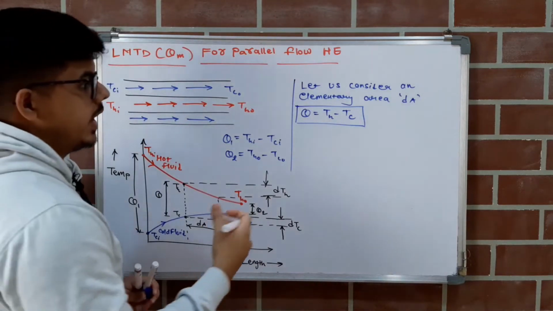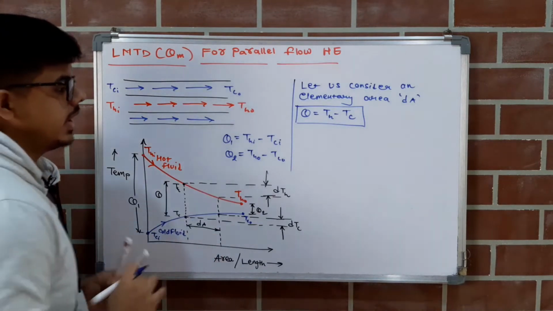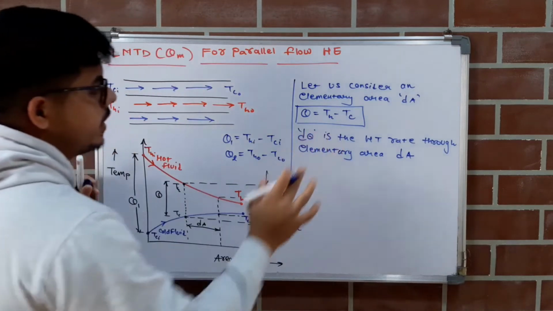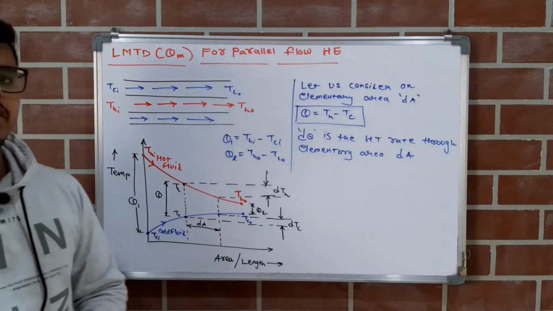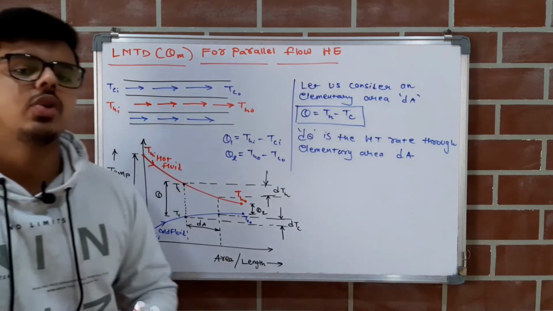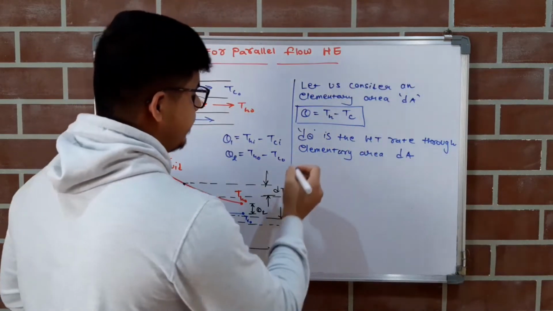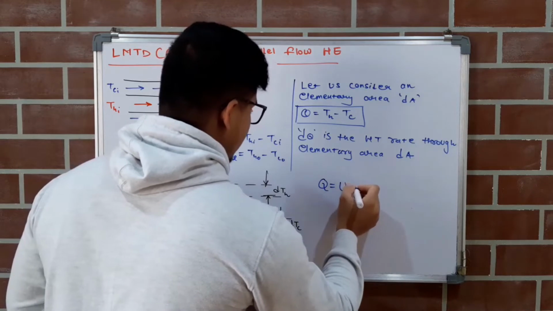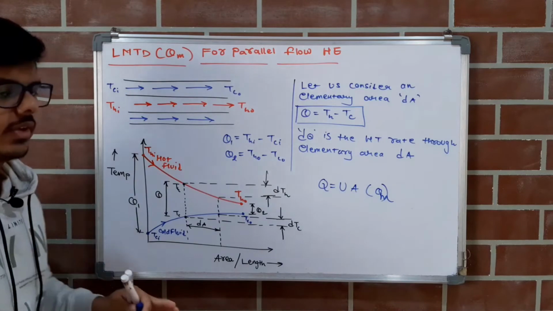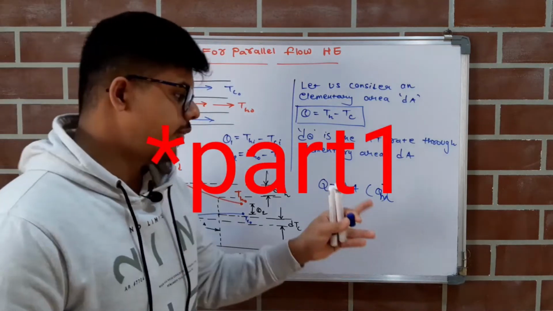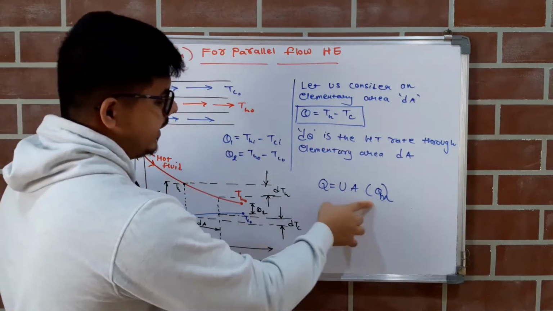So now the heat transfer rate. We will write dQ as the heat transfer rate through this elementary area of the heat exchanger. And we know that the heat transfer rate through a heat exchanger is given by Q equals U A into theta m. This formula we discussed in part 2. If you have not seen that part 2, I suggest you see it, because the whole concept of this formula is discussed there.